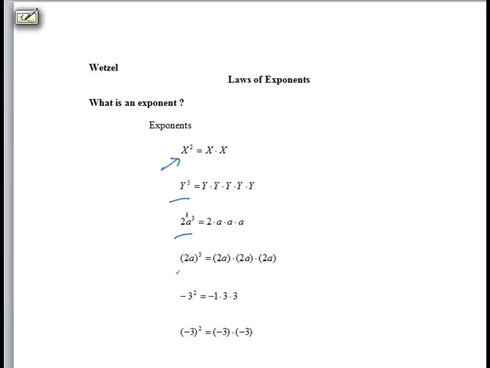However, if you put parentheses around the 2 and the a, now everything inside the set of parentheses is being raised to the third power. In other words, the base is 2a. So you'd expand it out. The base 2a is multiplied by itself 3 times.